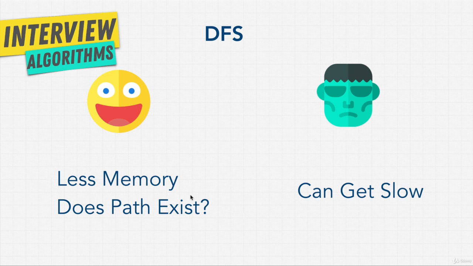And it uses less memory than breadth first search. The one downside with it is that if you have a really, really deep graph, then it can get very slow because the deeper the graph, the more recursive calls, the more space complexity you add because we have to keep track of those function calls on a stack.